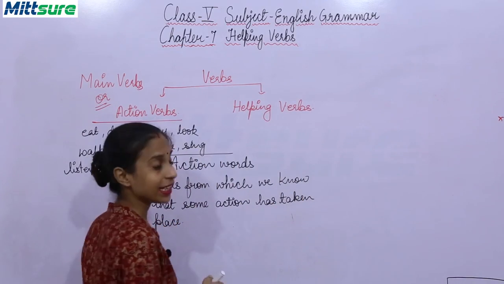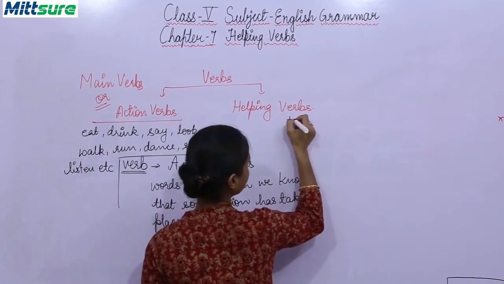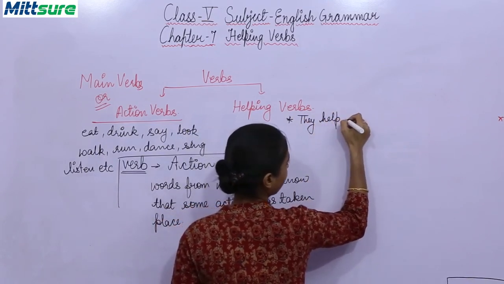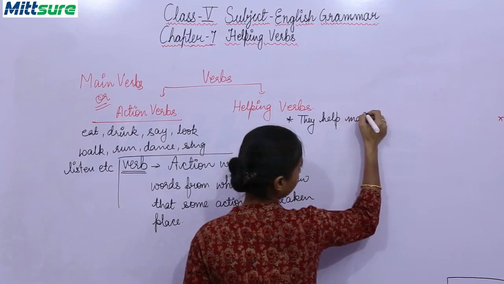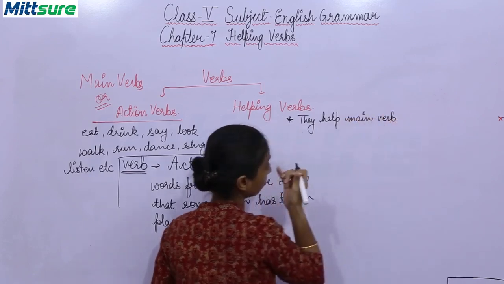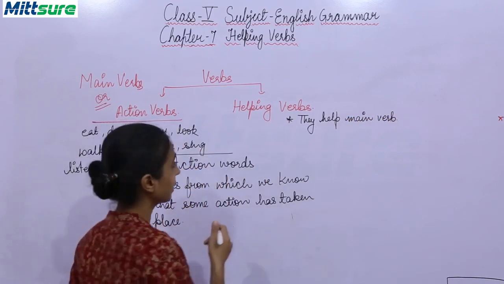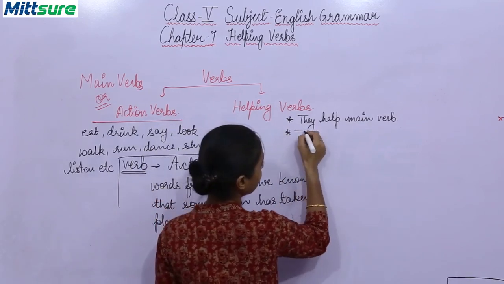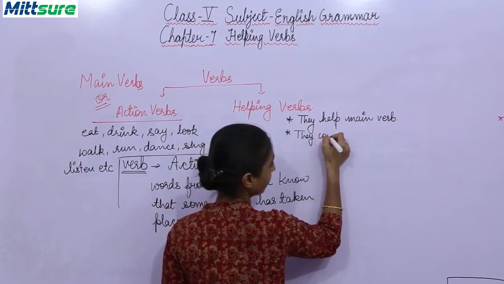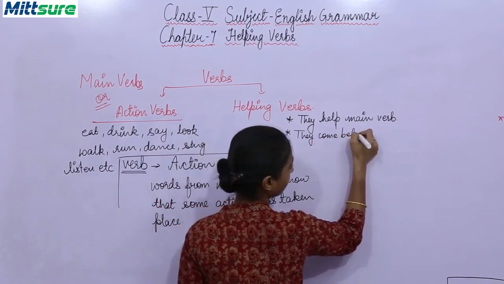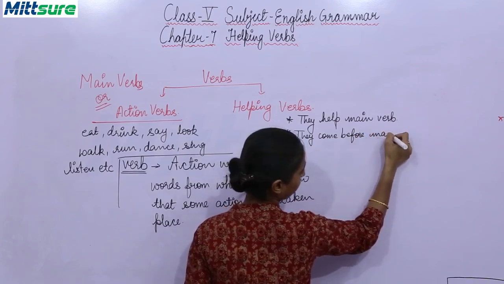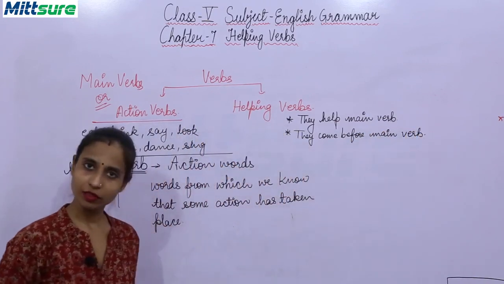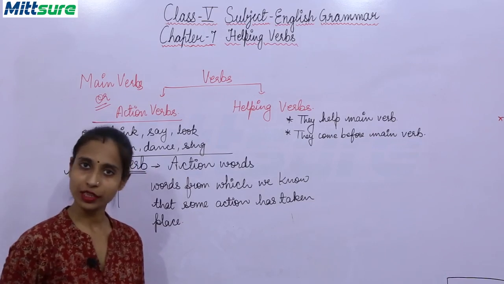So, here you can write some pointers for helping verbs, that they help the main verb. Second pointer you can write for helping verbs, that is they come before the main verb. These are the two pointers I have told you, and I hope you have also understood this.